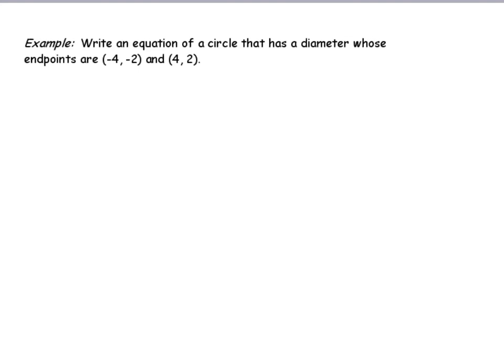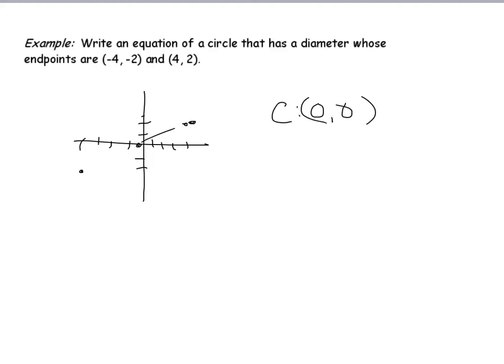Last one says write an equation of a circle whose diameter is this. Okay, the diameter is this. Well, first of all, if you think about this, your diameter goes from (-4, -2) to (4, 2). Okay, clearly, your center is going to be at (0, 0). The problem is figuring out the radius. Well, for the radius, you could do the distance formula from (0, 0) to (4, 2). Please do the distance formula.